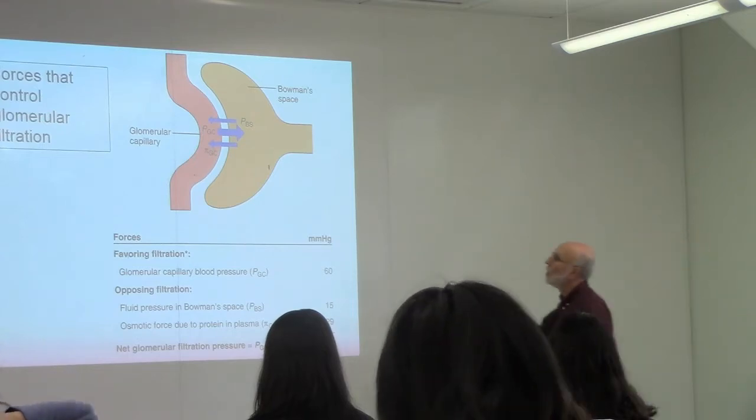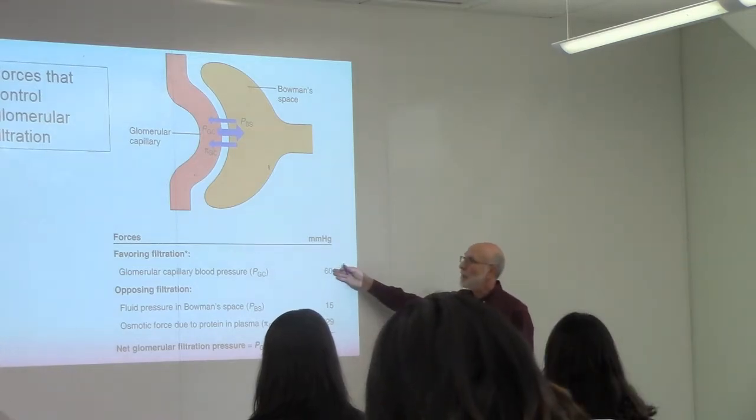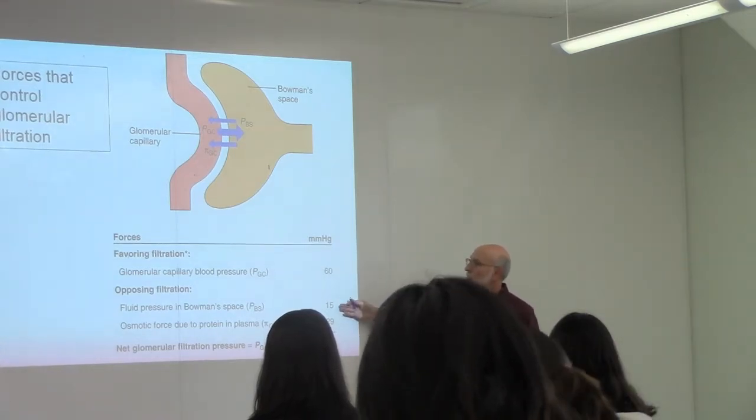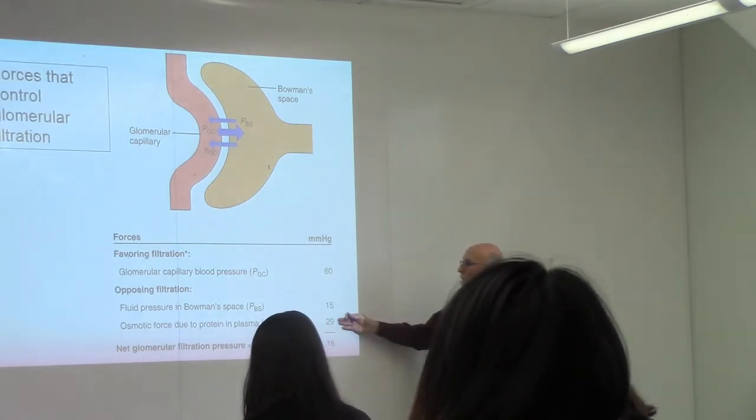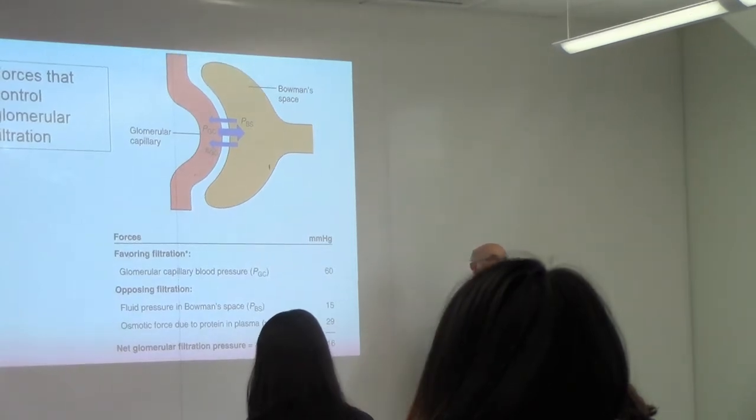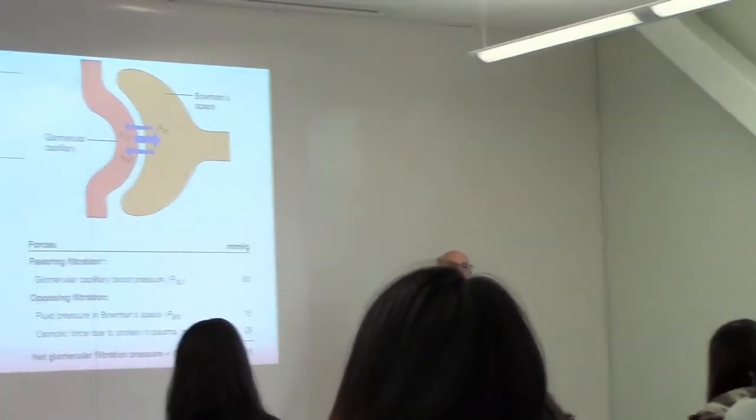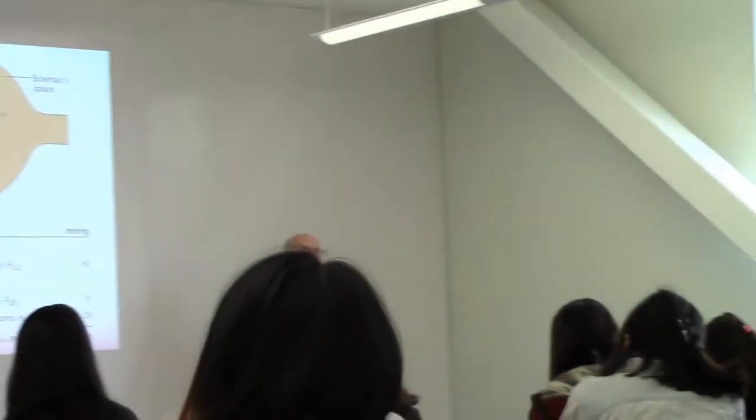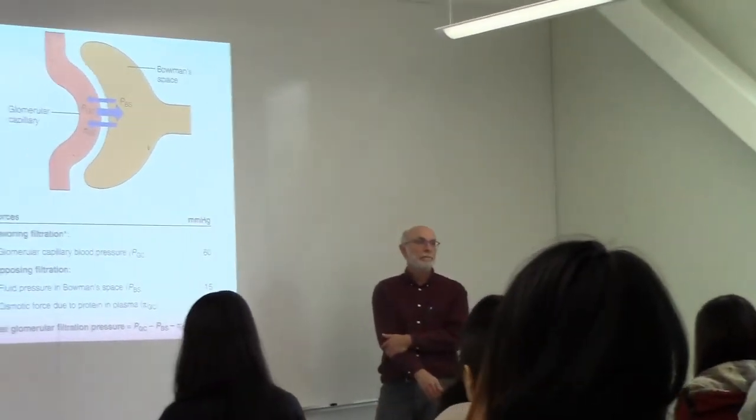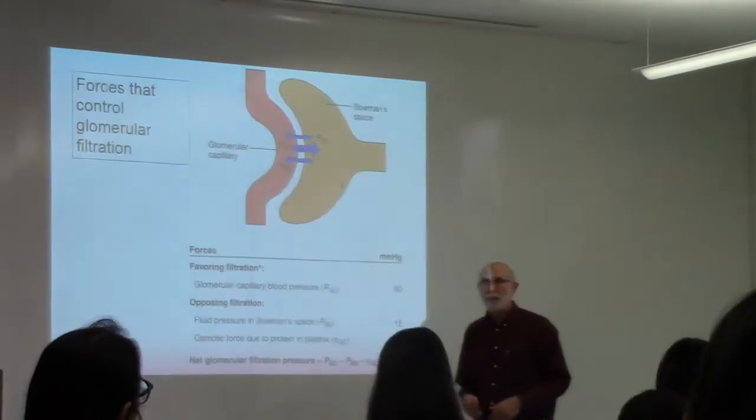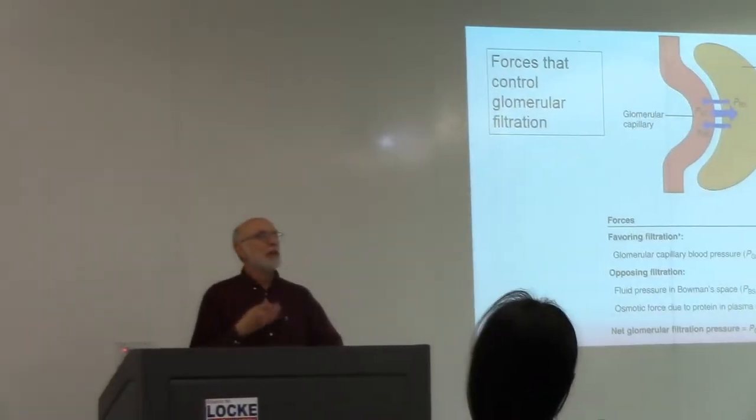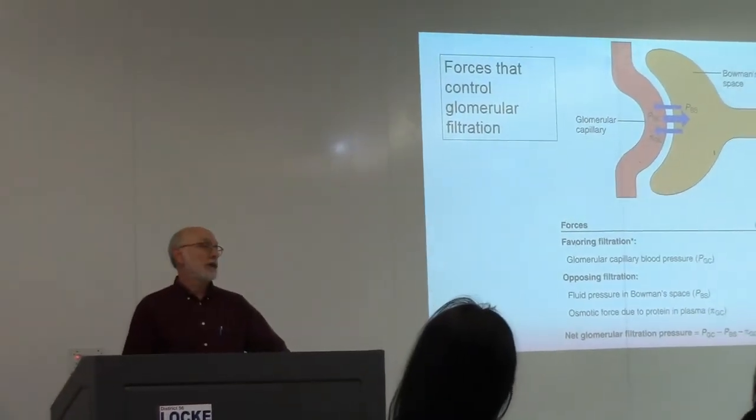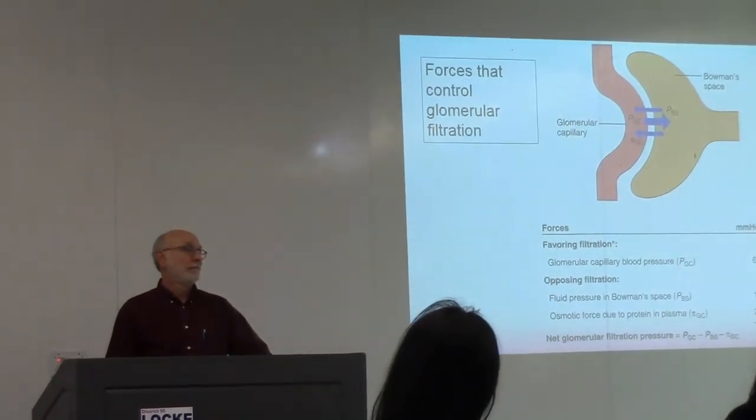And so we have hydrostatic pressure that favors filtration. We have two things, the pressure in Bowman space and osmotic forces, tending to work against filtration, and then we have a net filtration pressure. And if the net filtration pressure fell to zero, filtration would stop. But typically it doesn't go to zero. The point is filtration pressure is not just blood pressure. That's the main.